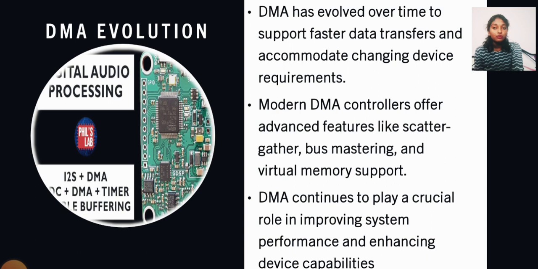So let's move on to the DMA evolution. DMA has evolved over time to support faster data transfer and accommodate changing device requirements. Modern DMA controllers offer advanced features like scatter gather, bus mastering, and virtual memory support. DMA continues to play a crucial role in improving system performance and enhancing device capabilities.